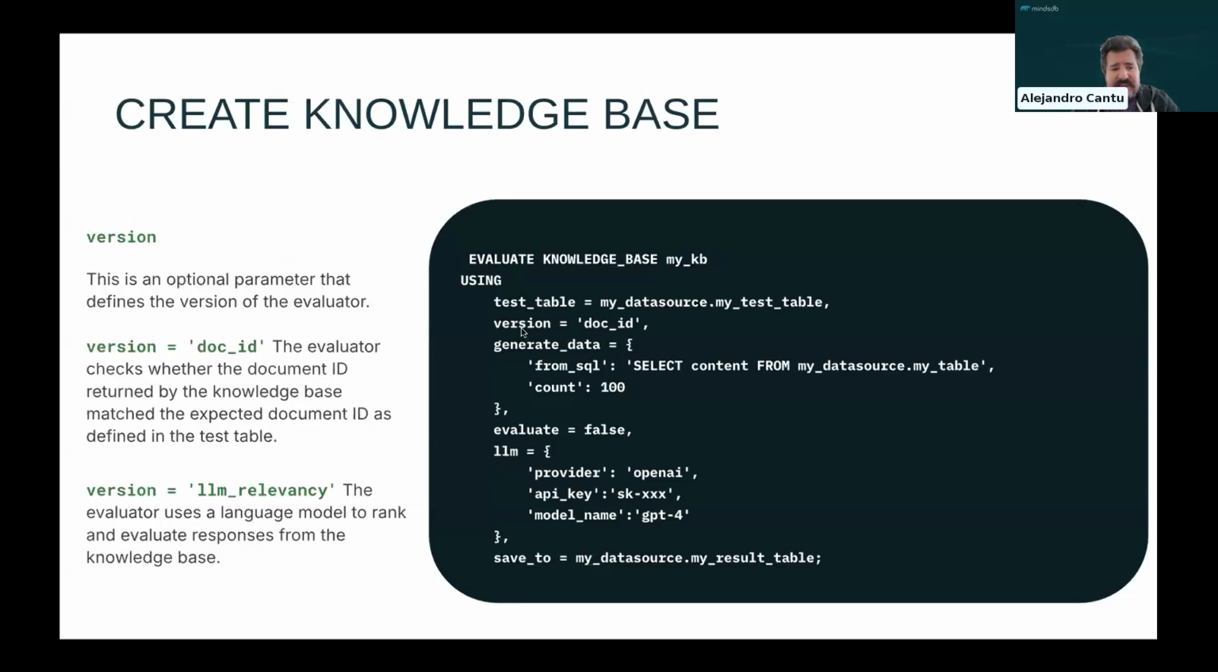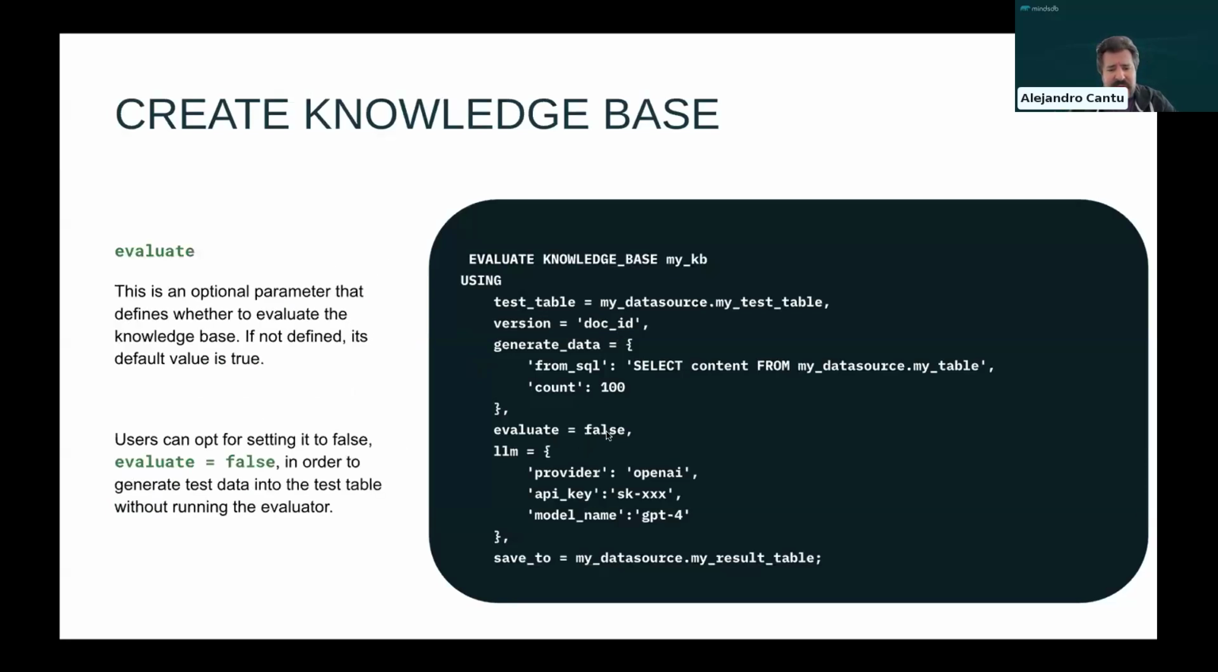Now, on the version side of things, we have two different types of evaluations. Basically, they differ in terms of metrics, and we'll go deeper into that in a second. We have doc ID, which is everything related to whether I was able to find the right doc ID on my queries, and what the different metrics assigned to that type of search are. And we also have LLM relevancy, which goes a little more technical into finding different relevancy details. But basically, we have two ways to evaluate your knowledge bases. This will make sense in just a couple of seconds.